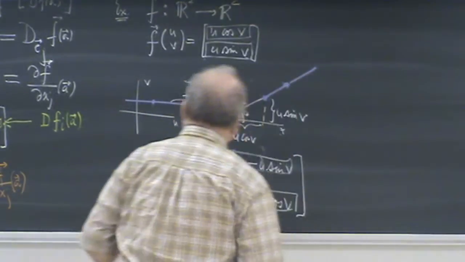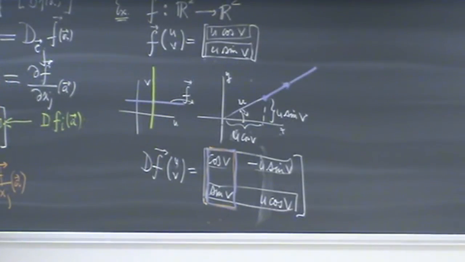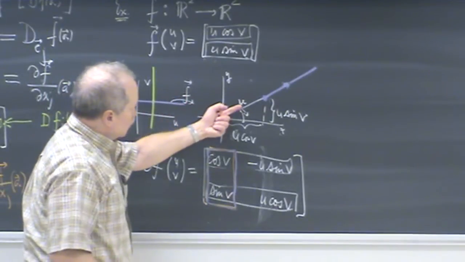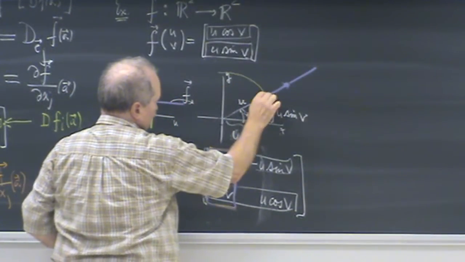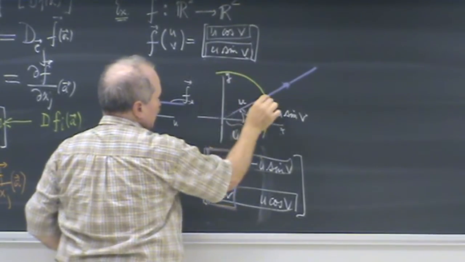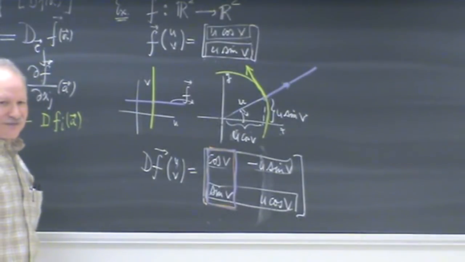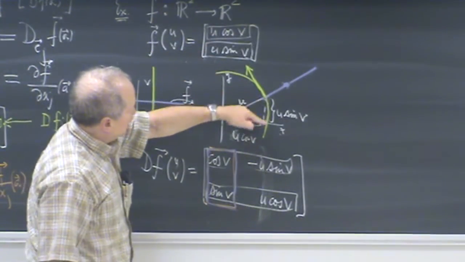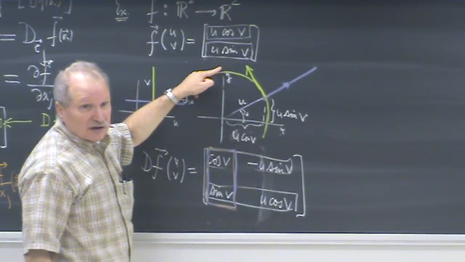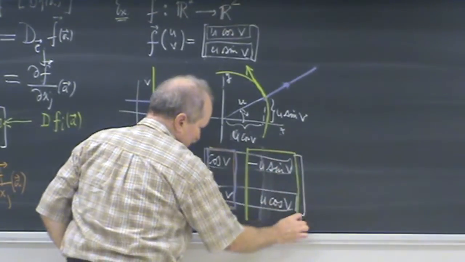Let's do the other one. Fix u and vary v. That's a circle. Fix u and vary v, you're going around a circle with radius u, and you're looking at the tangent vector to that path. So you take the derivative with respect to v, you're differentiating as you move on this path, and finding the velocity vector. That's exactly this.